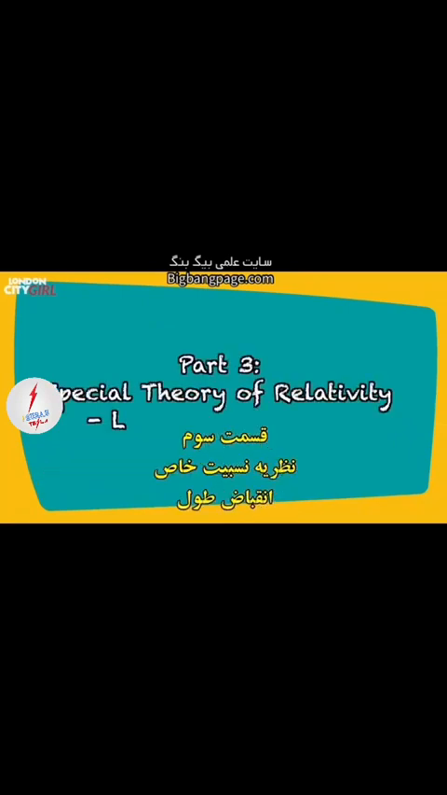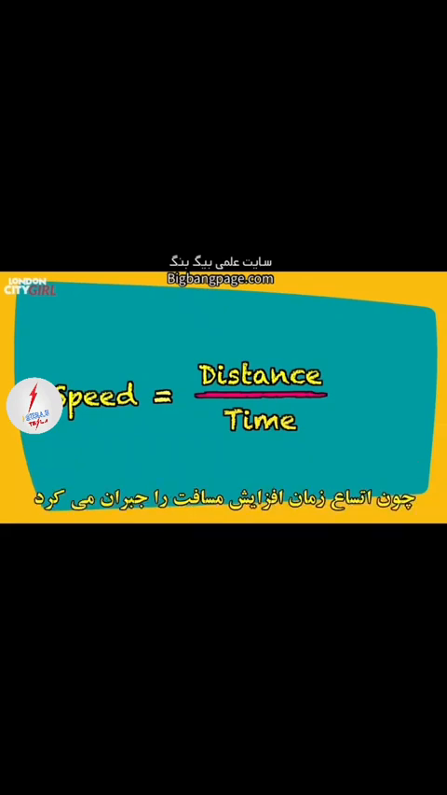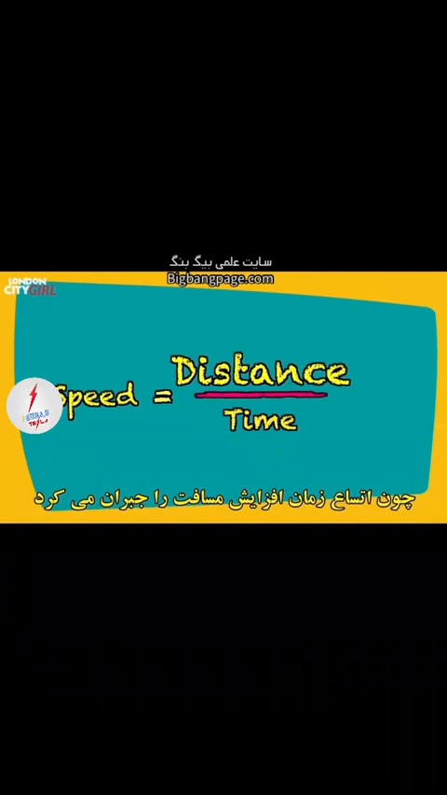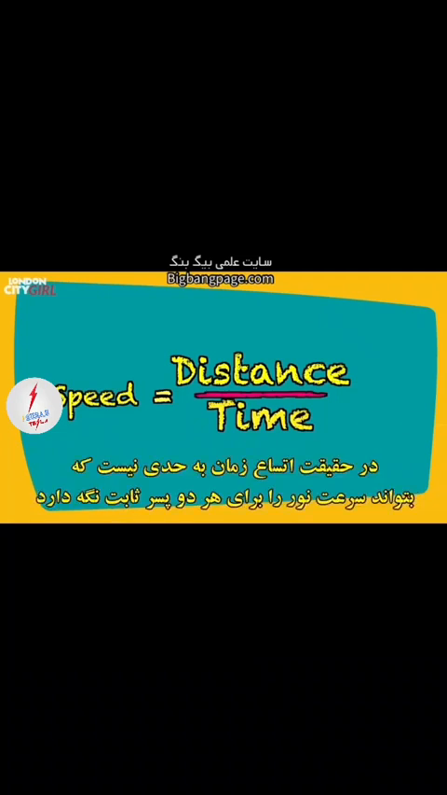Part 3. Special theory of relativity. Length contraction. In the previous section, we spoke about how the speed of light remains the same for Alex and Bill because while the distance Alex's light beam travels is more, his time has dilated. However, distance and time don't increase by the exact same amount. In fact, time doesn't actually dilate enough to account for the speed to remain the same for both boys.